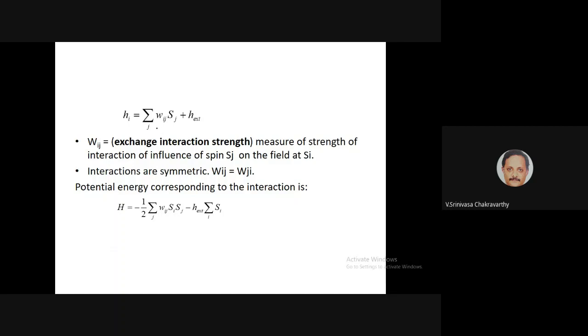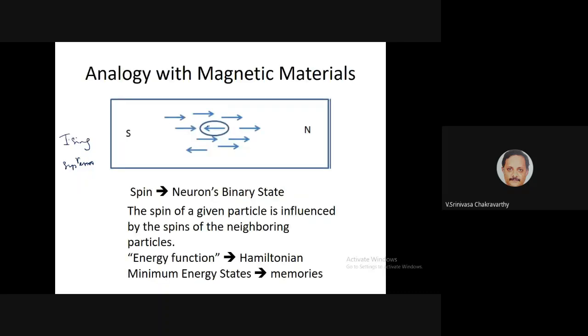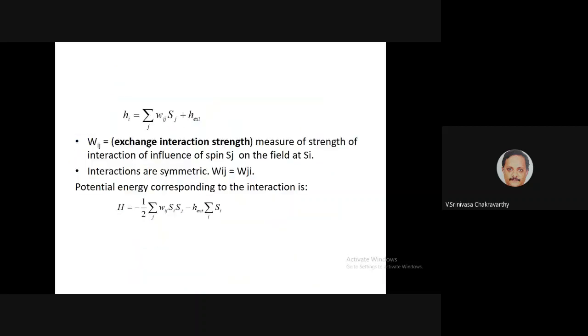So if you have Si as the spin of an atomic magnet, then he denoted the interaction strength between two neighboring atomic magnets by a coefficient called Wij. It's called the exchange interaction strength. And so the net effect of a bunch of neighboring atomic magnets on the ith atomic magnet is given by this expression. These are the lateral interactions, and Hx is the external field. And then you assume the interactions are symmetric, because the force exerted by one magnet on a neighboring magnet is equal to the force exerted by the other magnet on this one. Therefore, Wij is equal to Wji.